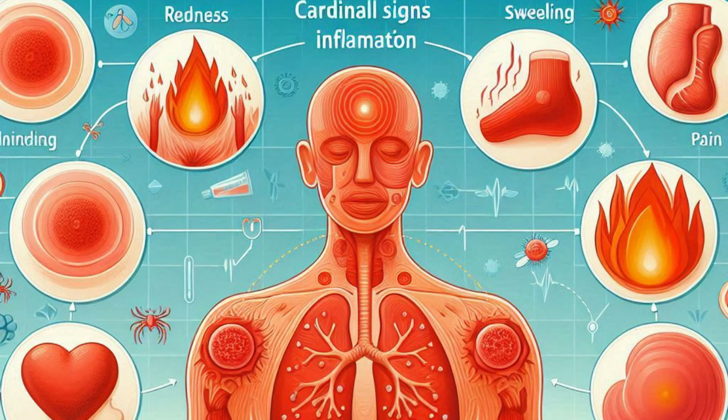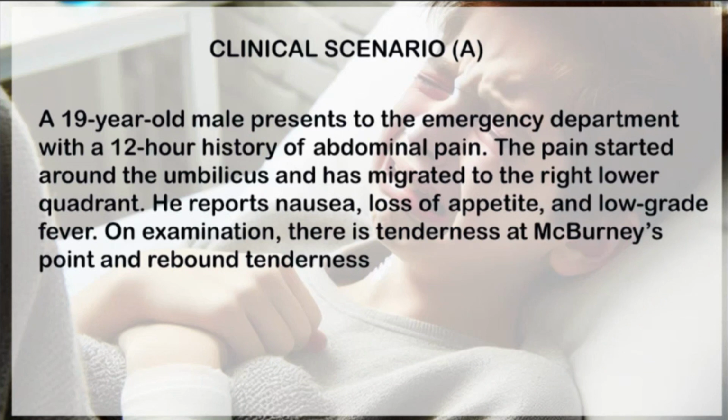In conclusion, acute inflammation is the body's built-in defense system, but when it goes overboard, it can cause harm. Understanding how it works helps us appreciate its importance in healing. Here are two clinical scenarios. Crack your brain and drop your answers in the comment section.